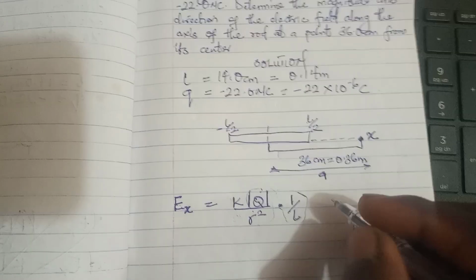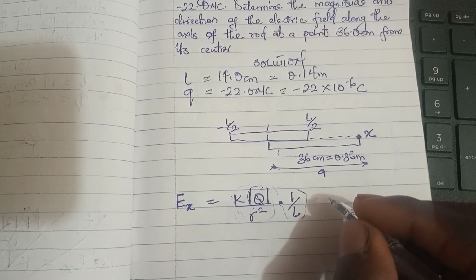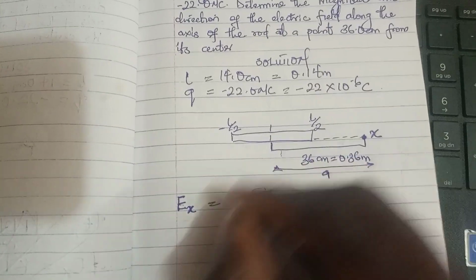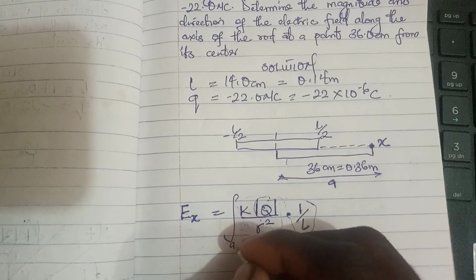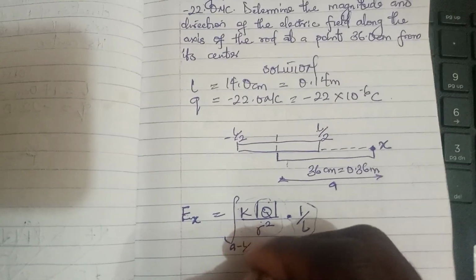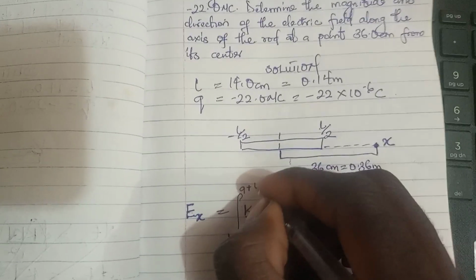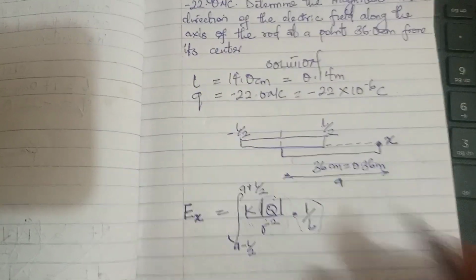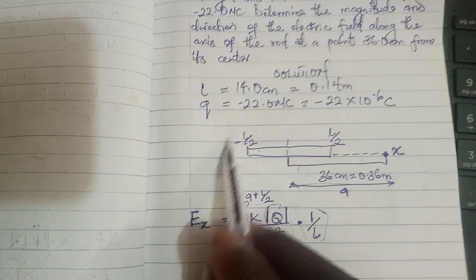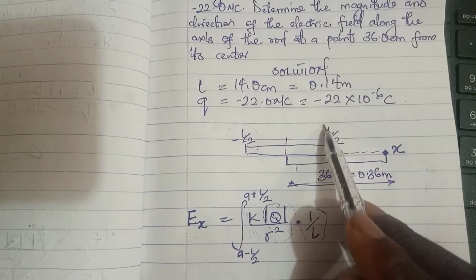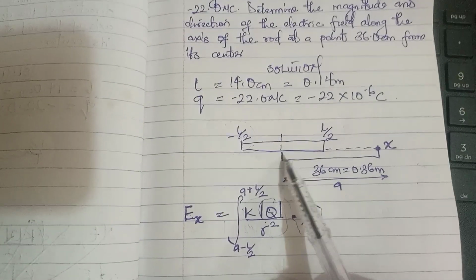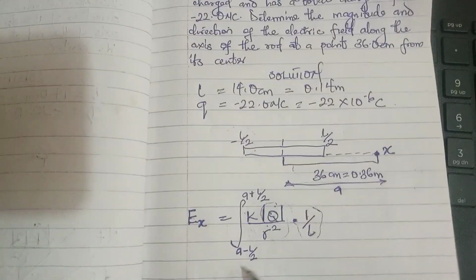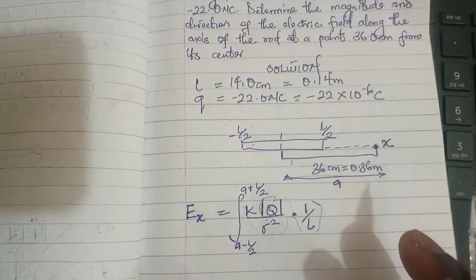Then, considering the point we are talking about, we would be integrating the whole of what we've written here, from A minus L over 2 to A plus L over 2. If you look at it, this is the point A, from A minus L over 2 to A plus L over 2. Assuming it wasn't from the center, it would be from A minus L to A plus L. That will be the limit of what we are considering.